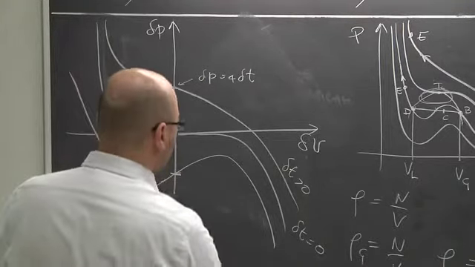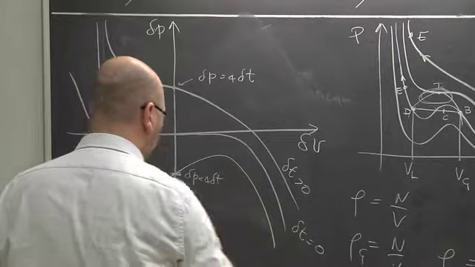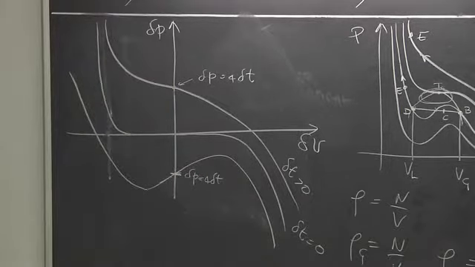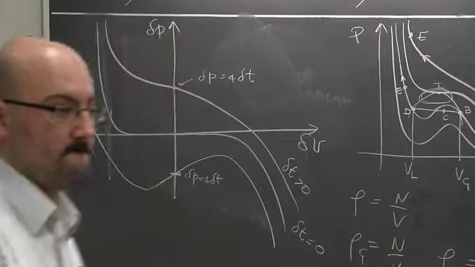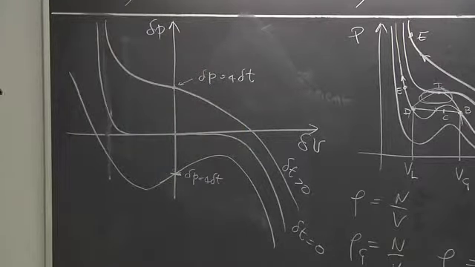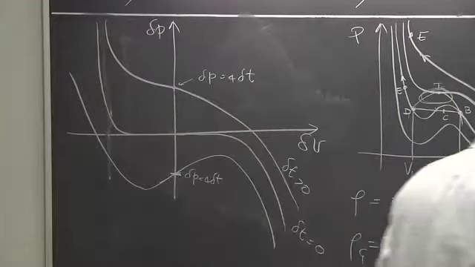The intercept is always delta p equal to 4 delta t. And the function is symmetric with respect to exchange of delta v with minus delta v. Okay?